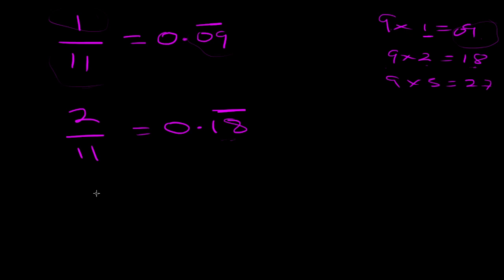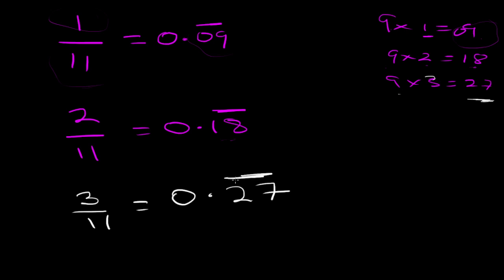And then when we multiply 3 by 9, what do we get? We get 27. So what do you think 3 over 11 will give us? Remember this? 27. So this gives us 0.27 repeated. The 2 and the 7 will repeat.